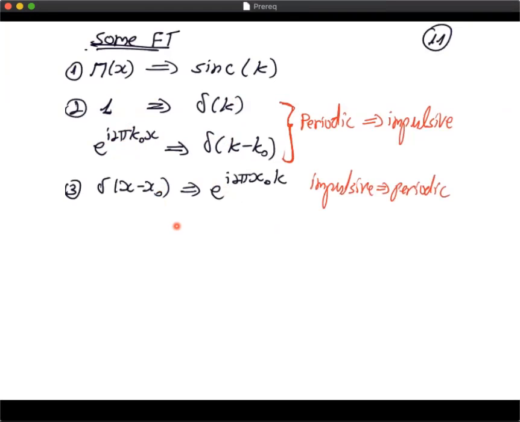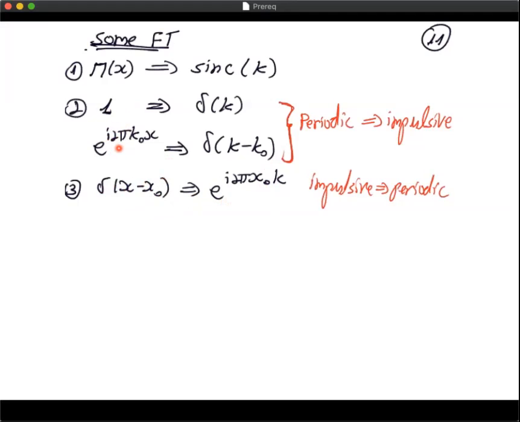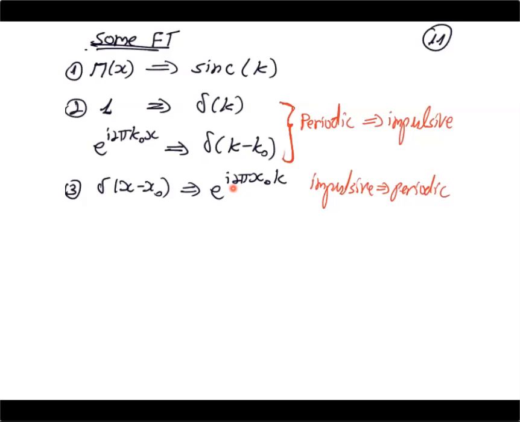Now the other case is if you have an impulse. So let's say some impulse at x0. So this is a delta function that is around at x0. Its Fourier transform would be then a complex harmonic with a frequency of x0. So if this is impulsive in the time domain or the space domain, the Fourier domain would then be periodic. So periodic results in impulsive. Impulsive results in periodic. And so there's really this symmetry between these domains.